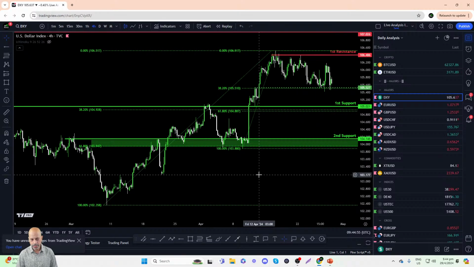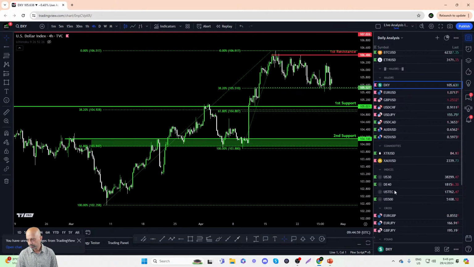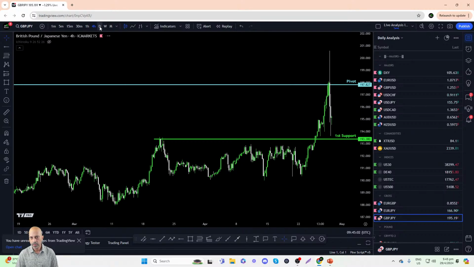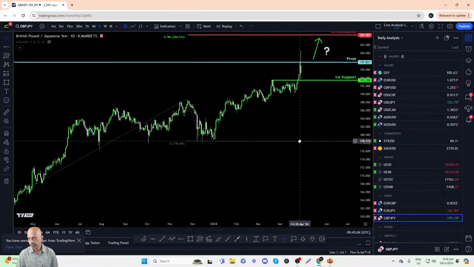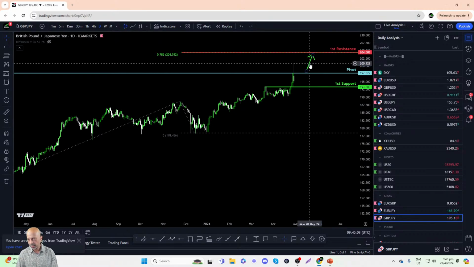All right, okay, so we had a request for pound yen, so let's take a look at that as well. Right, so let's start on the daily time frame. Right, you can see here.